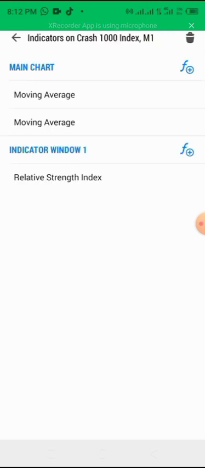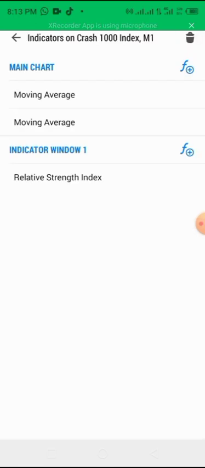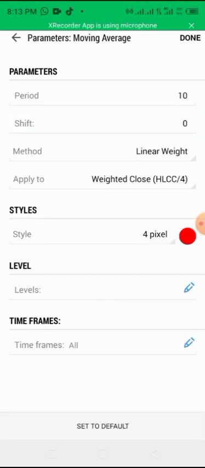The settings you're using for the strategy are moving averages. On the main chart we have two moving averages, and in the indicator window we have the relative strength index. The first indicator we'll be adding on the main chart is the moving average, which has a period of 6, shift 0, method linear weighted, applied to weighted close, style 4 pixel, and I'm using blue. After that you click on done. The second indicator will be another moving average, which has a period of 10, shift 0, method linear weighted, applied to weighted close, style 4 pixel, and I'm using red. After that you click on done.